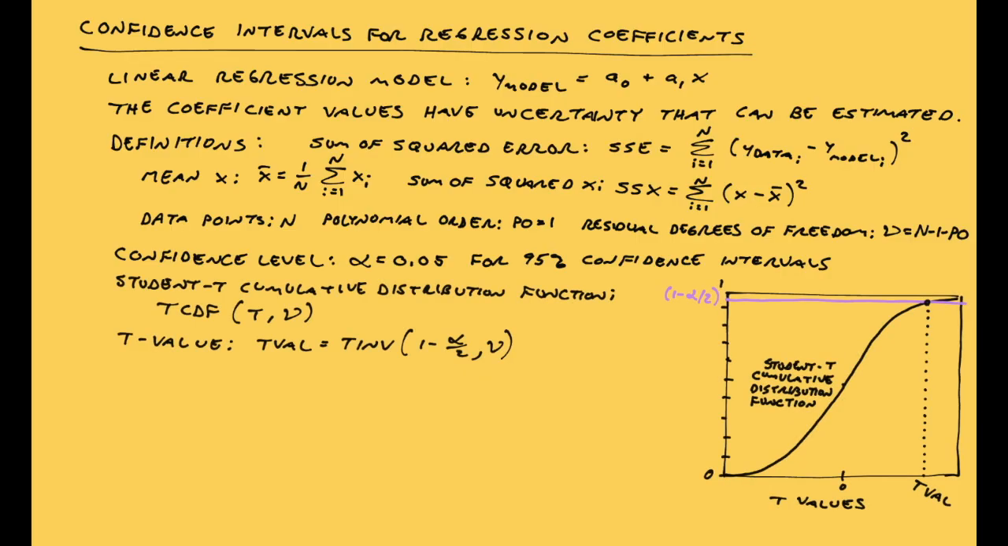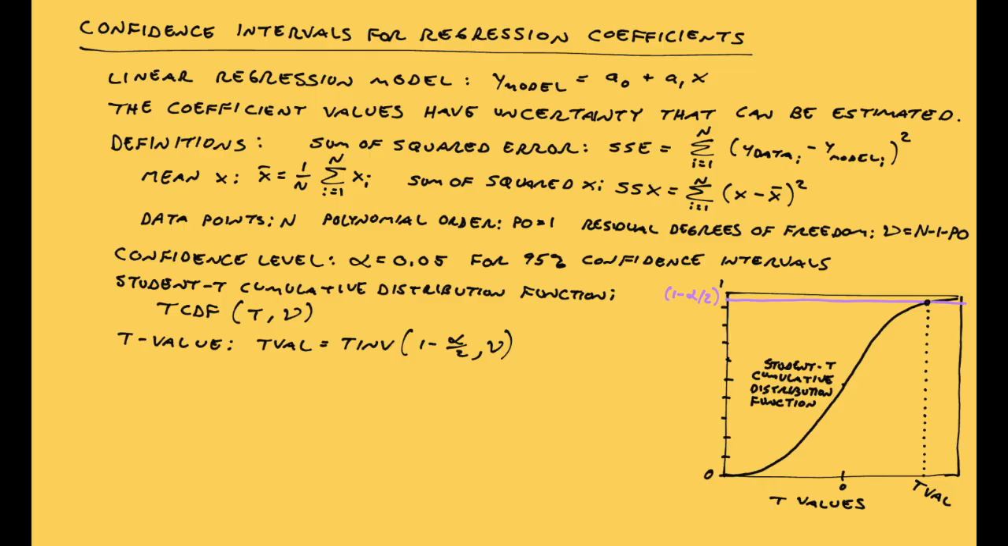Now we introduce the student t cumulative distribution function. This is at the heart of estimating the confidence intervals for regression coefficients. The student t cumulative distribution function is sometimes written as t CDF, and it has two parameters, the t values, and then also nu, the residual degrees of freedom.